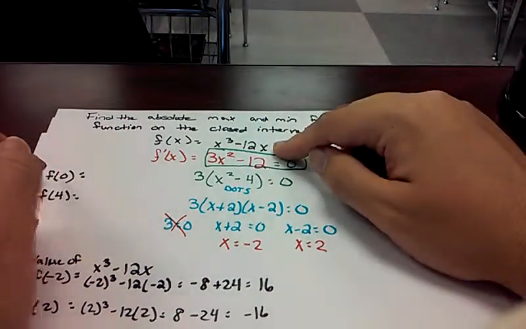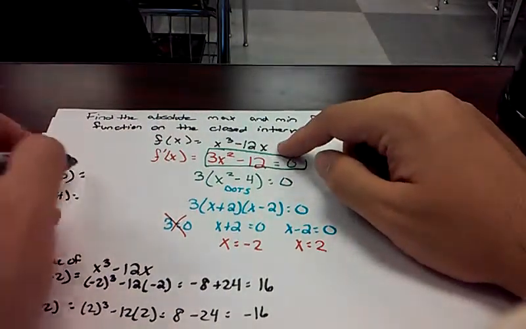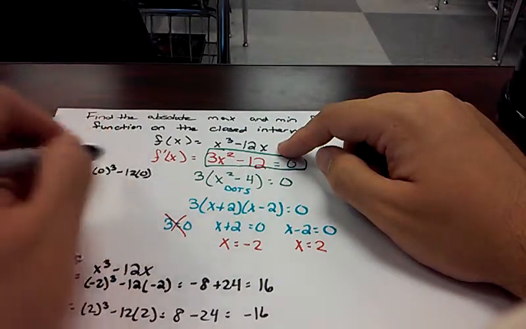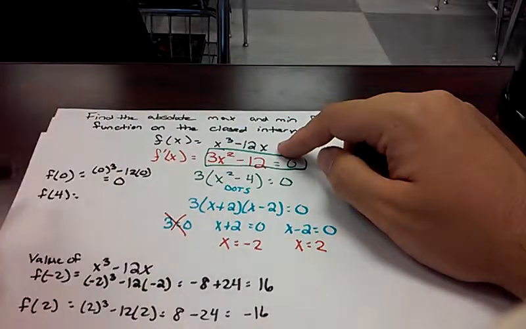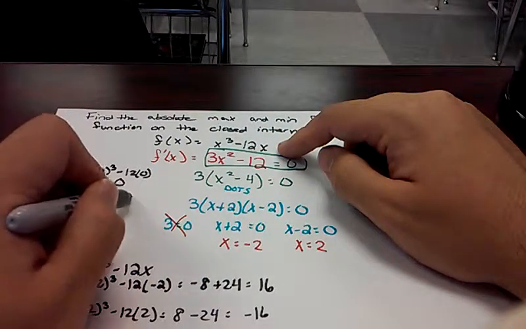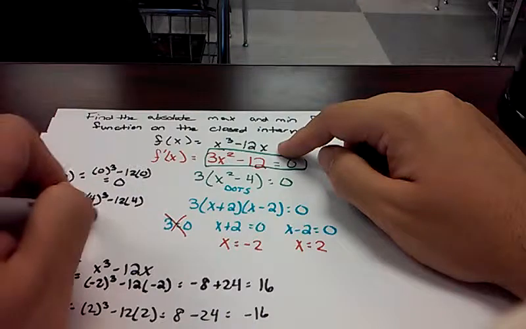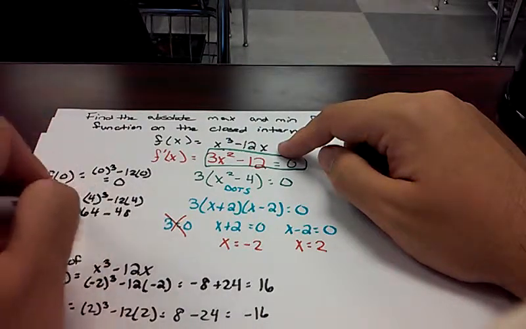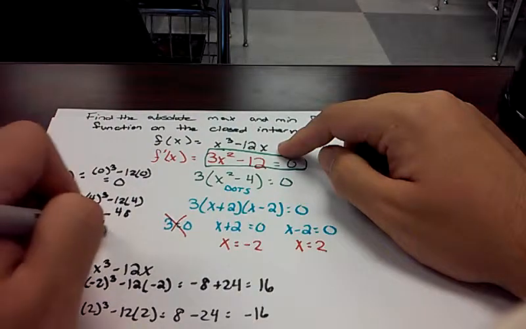Remember, plug it into your original function, not the derivative. So 0 cubed minus 12 times 0, well, that's easy. That's just going to be 0. And then f of 4, so I'm going to have 4 cubed minus 12 times 4. 4 cubed is 64. 12 times 4 is 48. 64 minus 48 is 16.